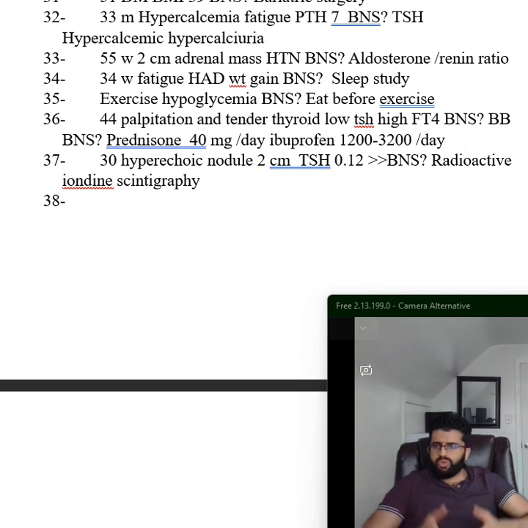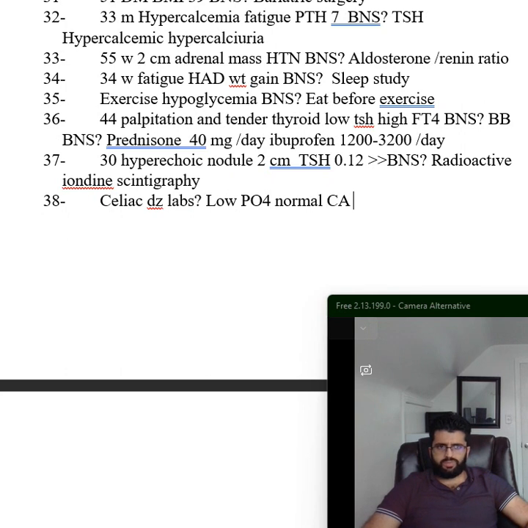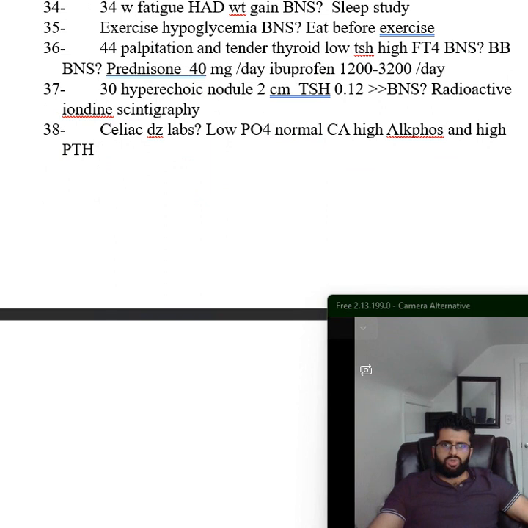Now this question, they ask you about a patient with celiac disease. What labs do you see in somebody who has celiac disease? You see low phosphate, normal calcium, high alkaline phosphatase, and high PTH. So you may ask yourself, why is that? Because you have vitamin D deficiency in celiac disease. What does vitamin D deficiency cause? Decreased calcium absorption and decreased phosphate absorption. So with decreased phosphate absorption, phosphate goes low.